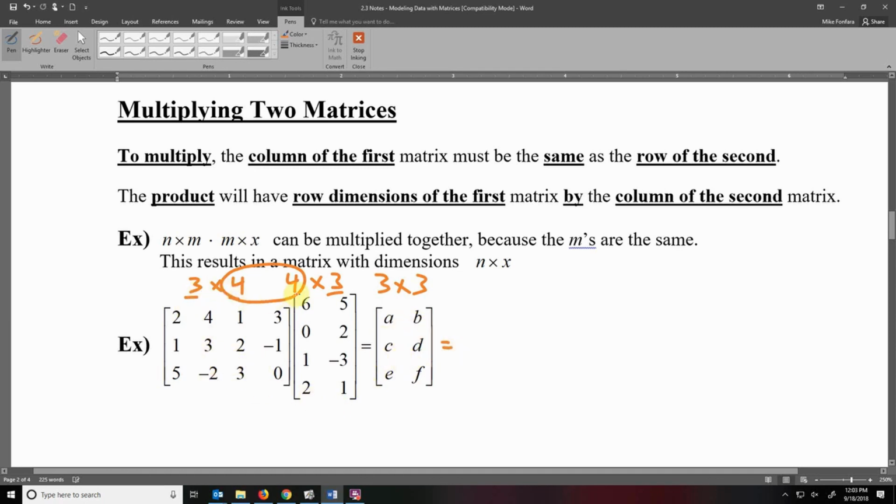But I've got a 3 by 4 and a 4 by 2. Inner dimensions match, so I can multiply. Outer dimensions tell me 3 rows, and 2 columns. I said 3 here, but that should be a 2. So I've got a 3 by 2 set of outer dimensions. That will be the dimensions of my product.